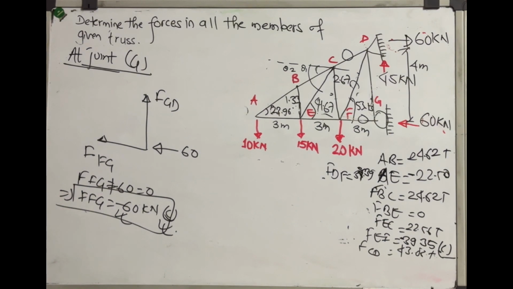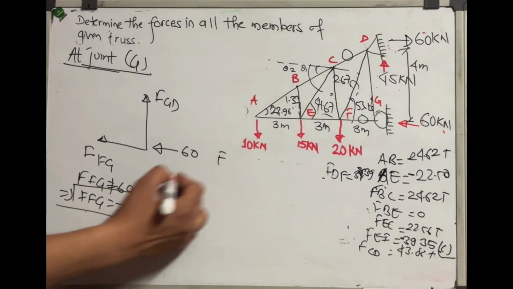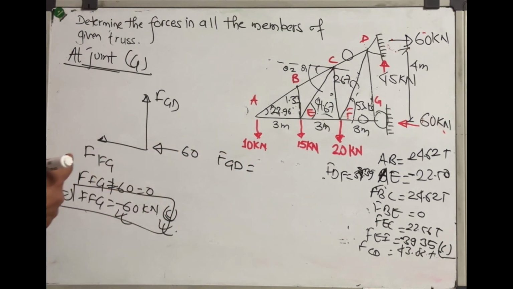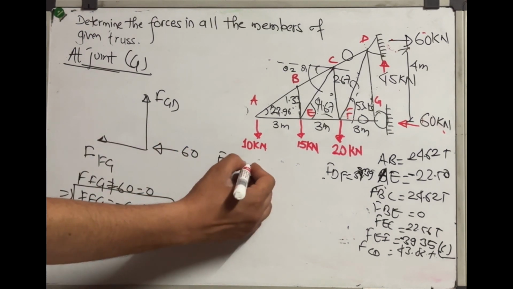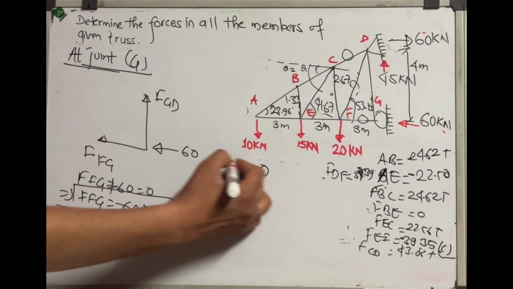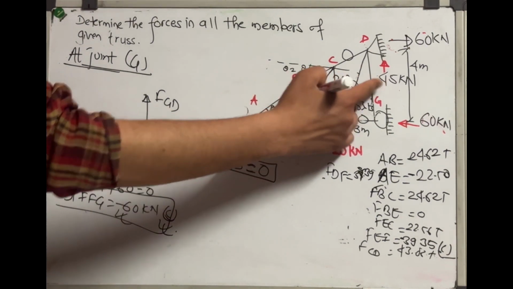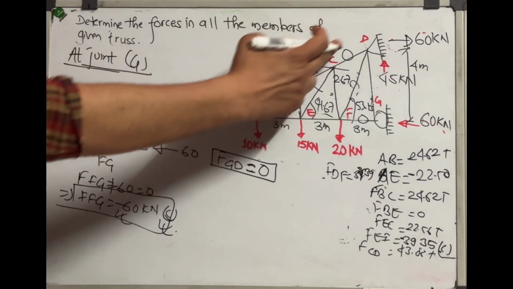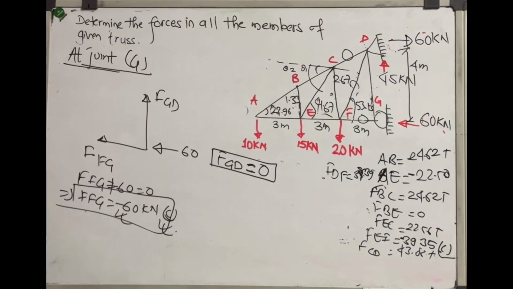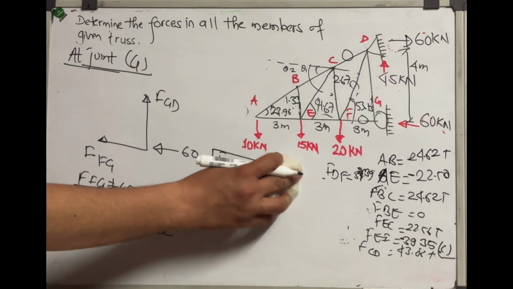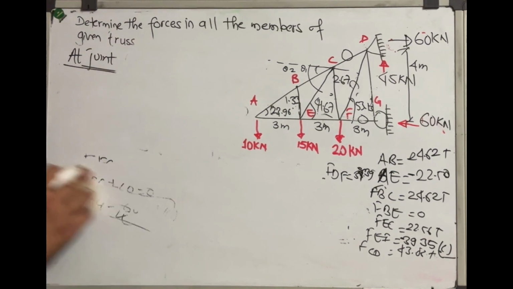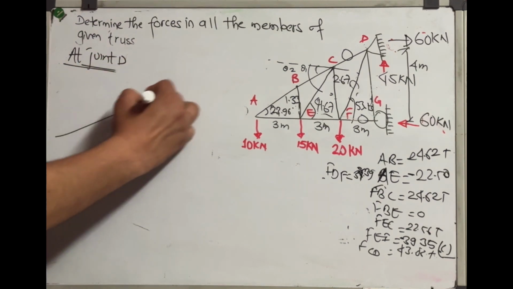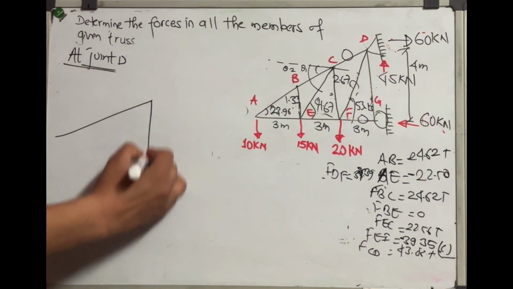Now in the vertical direction, look, FGD is equal to what? FGD, GD is 0, right? There is no force in this GD. I will be checking the member force in other members as well. Let us see. At joint D, right? Look, this is your joint D.